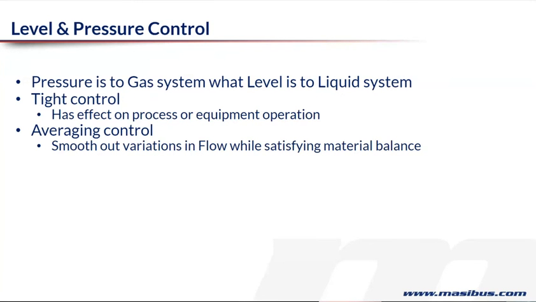Now, there are two types of control we'll be talking about here. One is what we call tight control, meaning you want very precise control. When do you want this? When the parameter has a huge effect on the process or equipment operation. So in a boiler, you don't want your steam pressure or steam temperature to operate in a wide range, because then you would be losing a lot of energy and a lot of inefficiency will come in.